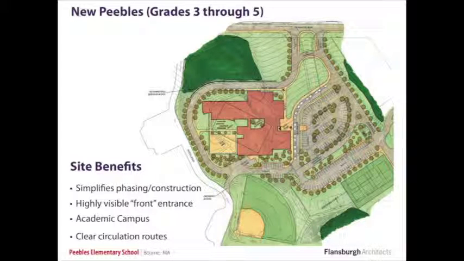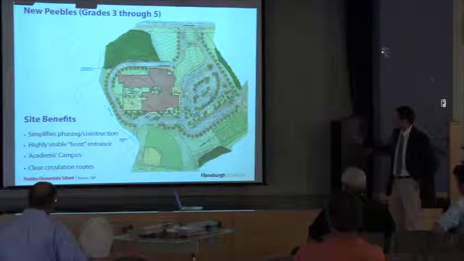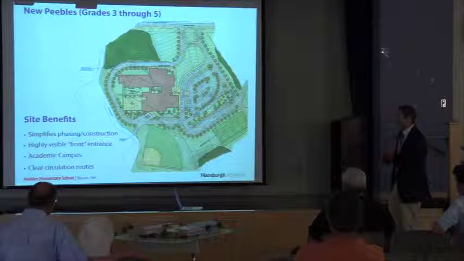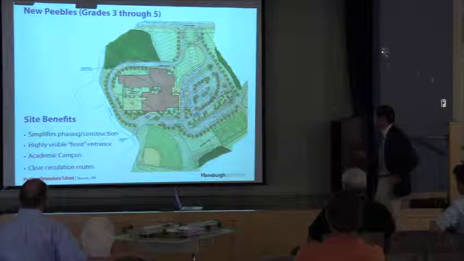So now looking at the design, this is a site plan that shows where the new Peebles building will sit in the area of the existing tennis courts on the high side of the site. In this general area is the existing Peebles school. What's beneficial about this, it's a single phase construction project. The Peebles Elementary remains occupied, school activities ongoing while this is being constructed. There's ample space to create a safe construction zone away from the ongoing school activities.